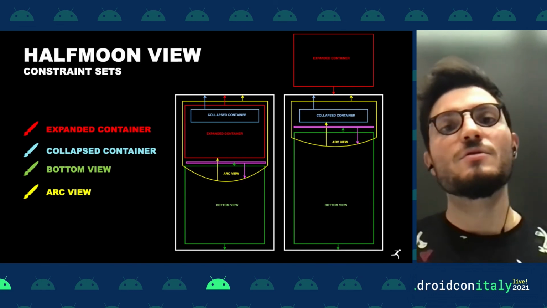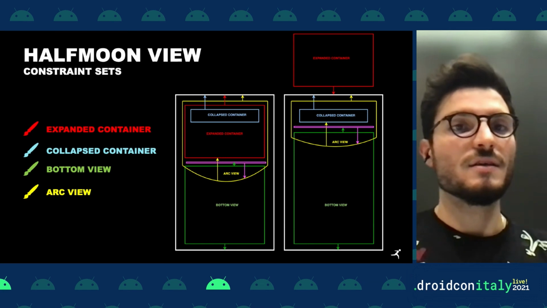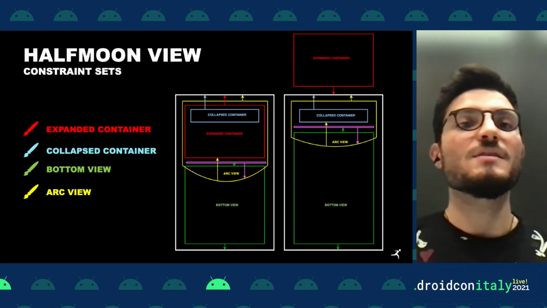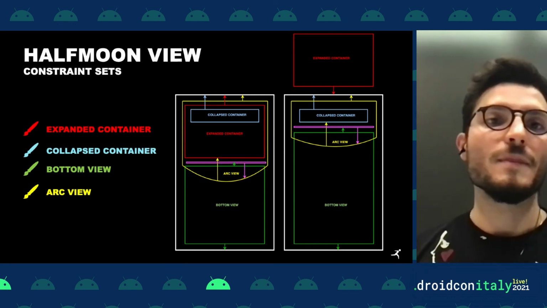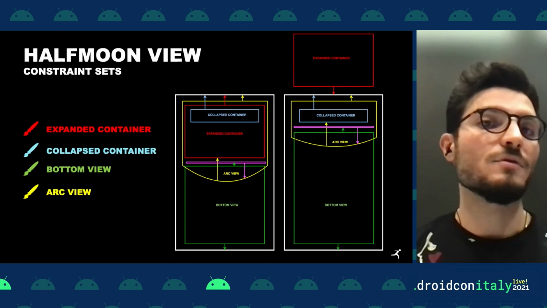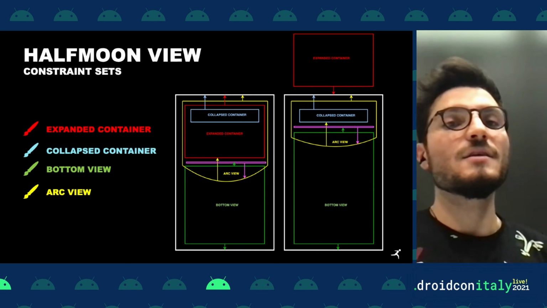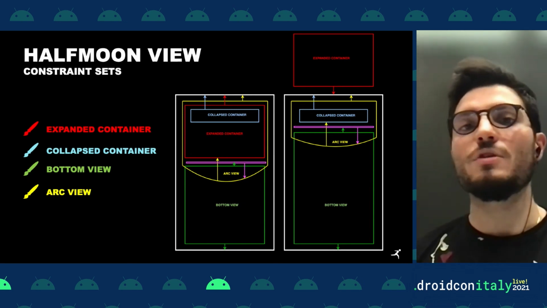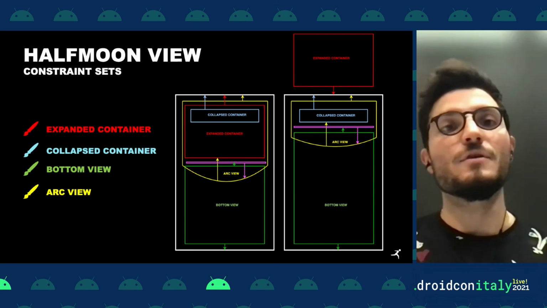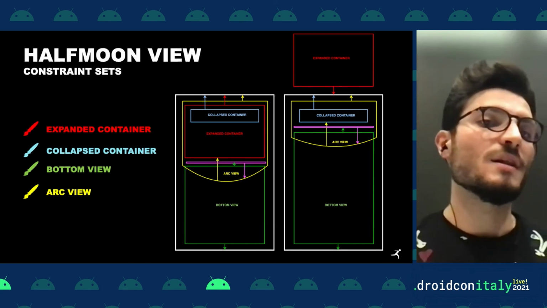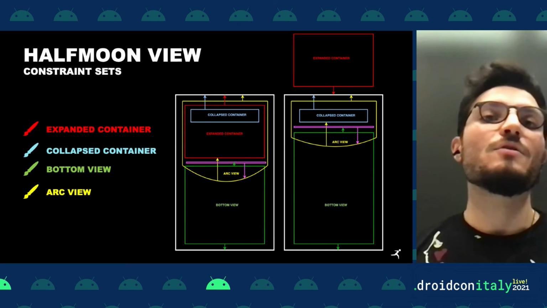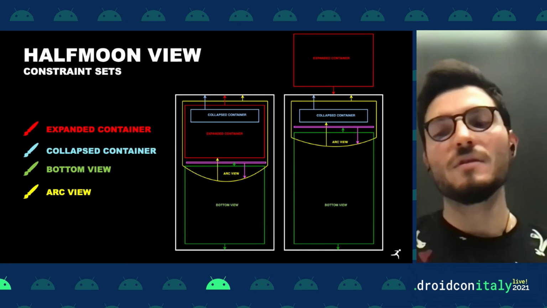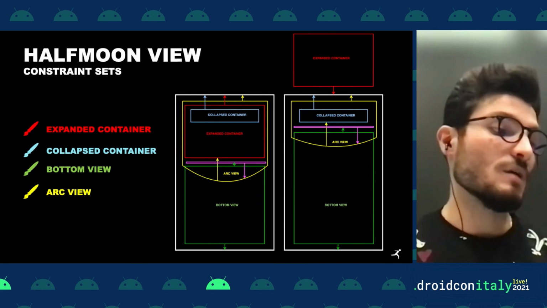And the other constraint that changes is on the expanded container. Initially, the top of the expanded container is attached to the top of the MotionLayout, the parent, and in the end, the bottom of the expanded container is attached to the top of the MotionLayout. And that's what allows the expanded container to go up during the animation so that the collapsed container can be visible.